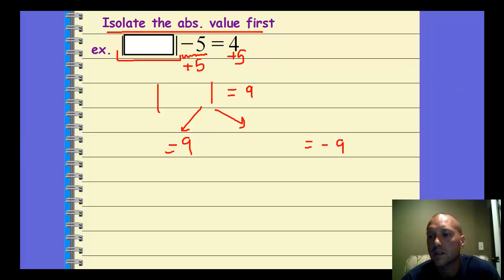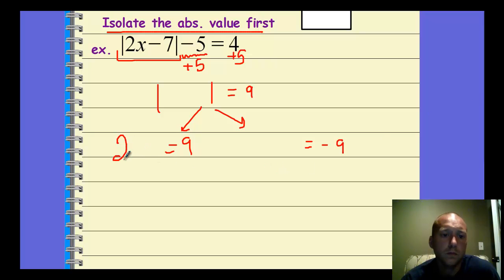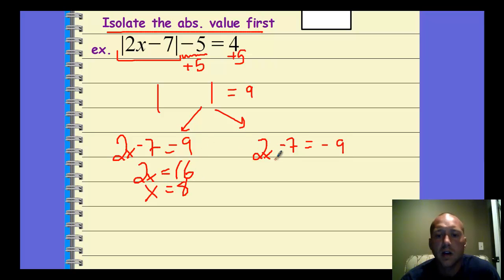So now we need to figure out what's inside that group, that chunk. So 2x minus 7 equals 9, and 2x minus 7 equals negative 9. If we add 7 to both sides, we get 16. On this side, divide by 2, x is 8. On the other side, if we add 7 to both sides, we have negative 2. Divide by 2, we get negative 1. So we have 2 solutions here for this absolute value equation.